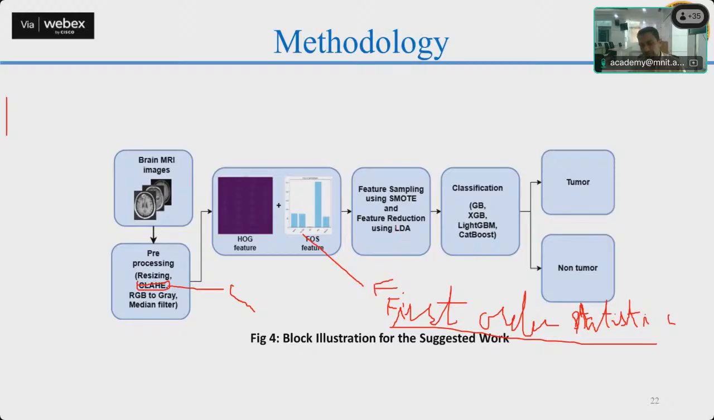So now what we are saying is that for feature sampling they are using SMOTE. First you have extracted the features, and thereafter feature reduction, feature selection, that is basically using the LDA. What is LDA? That is basically the linear discriminant analysis. We tried to use PCA, but PCA did not give that much result. So you can use either of them. In classification you use different types of machine learning classifiers, gradient boost, extreme gradient boost, LightGBM, CatBoost, and then you are able to find out whether it is a tumor or a non-tumor.